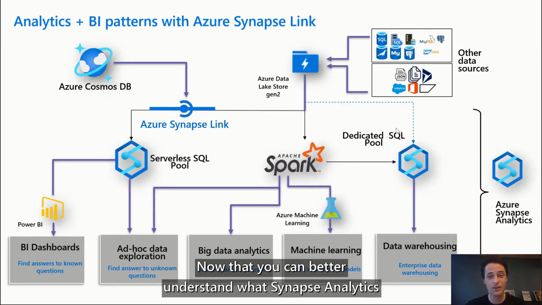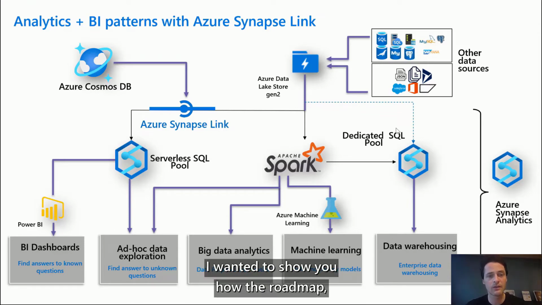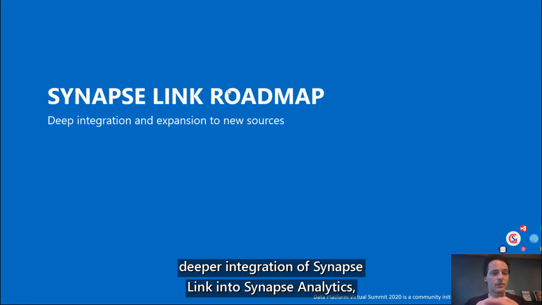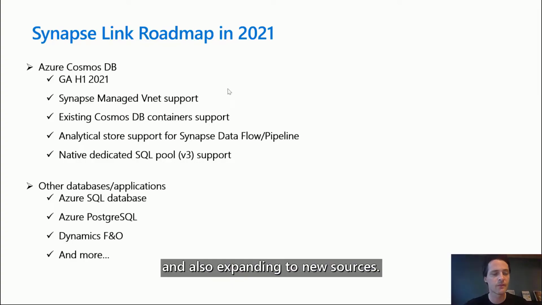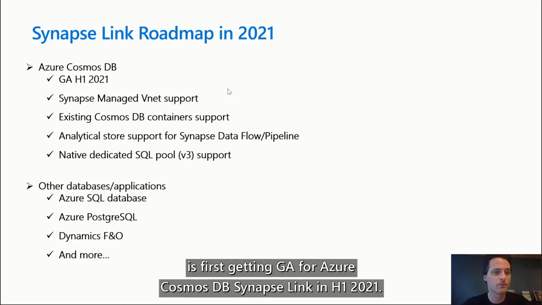So now that you can better understand what Synapse Analytics is and how you connect Synapse Link into Synapse Analytics, and before jumping into the demo, I wanted to show you the roadmap, what we are going to work on for Synapse Link. First, the roadmap is about deeper integration of Synapse Link into Synapse Analytics and also expanding to new sources. So in 2021, there are some of the public-facing big rock items that we have. First is getting GA for Azure Cosmos DB Synapse Link in H1 2021.